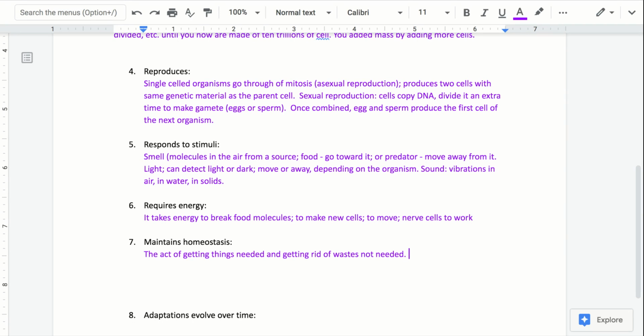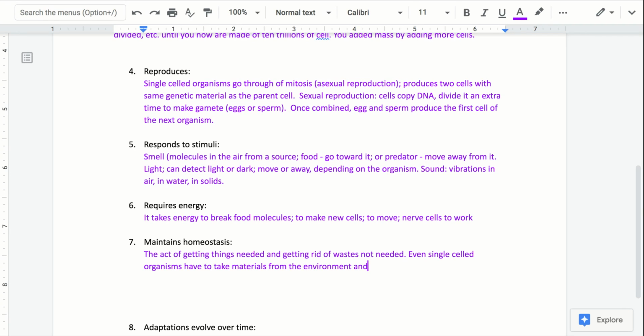So even single-celled organisms have to take in materials that they need from water and things like that, and they have to get rid of wastes. So some organisms, some animals we're going to study do this in very, very simple ways. Others have much more complex systems.